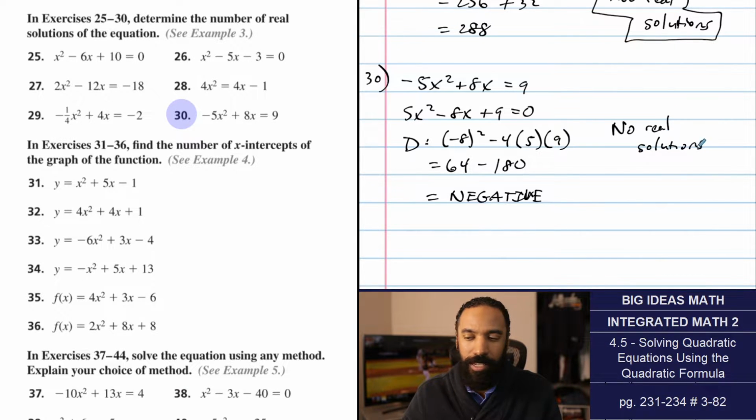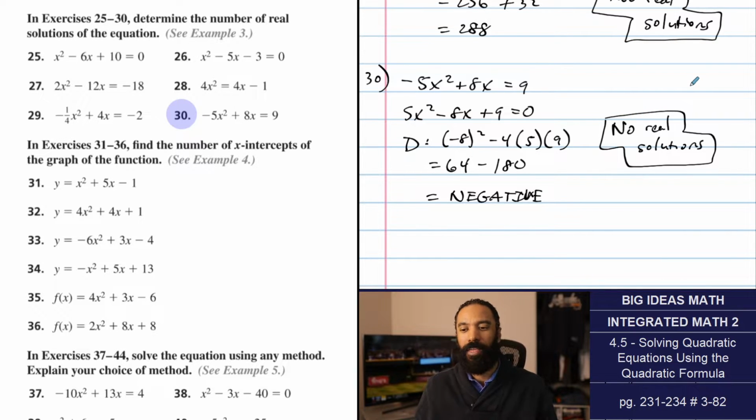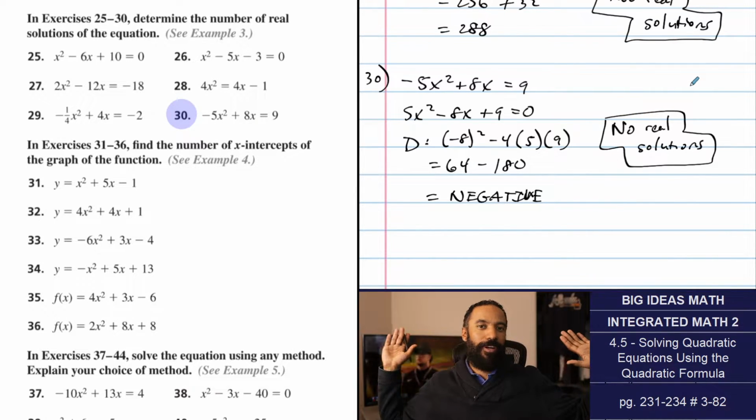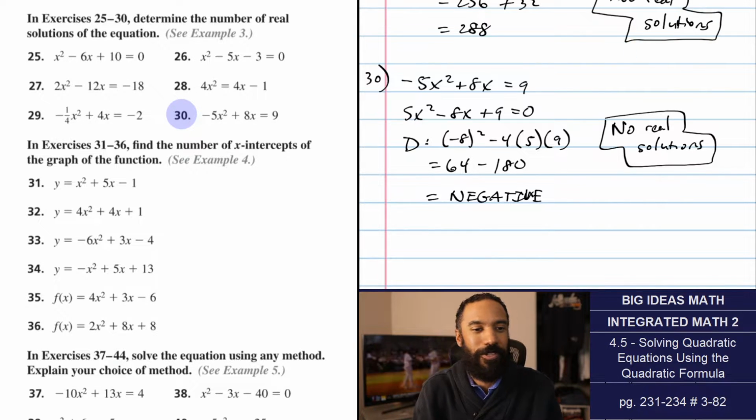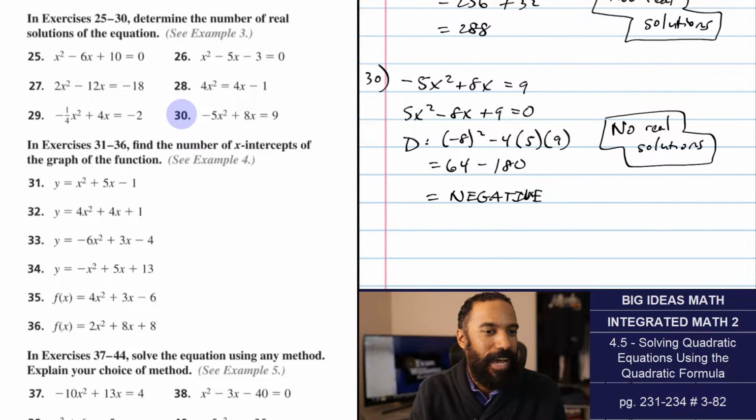Did they say, see, they didn't say evaluate the discriminant. That's obviously what we're doing to get the answer. Whatever it is, I don't care what it is. Negative. No real solutions, right? So that's the thing. All right.